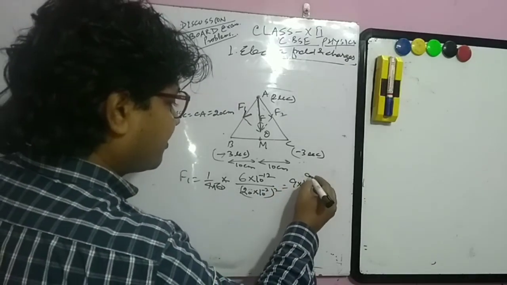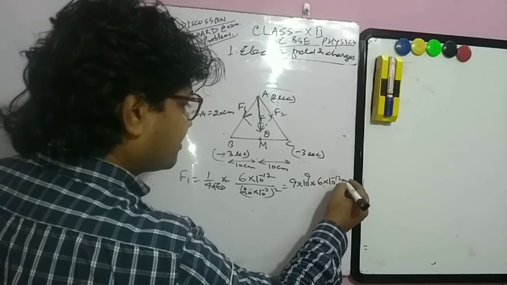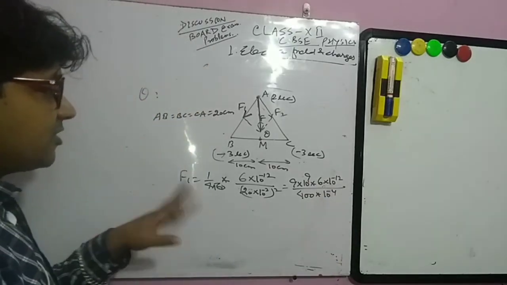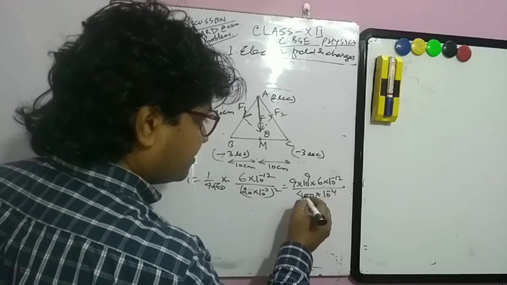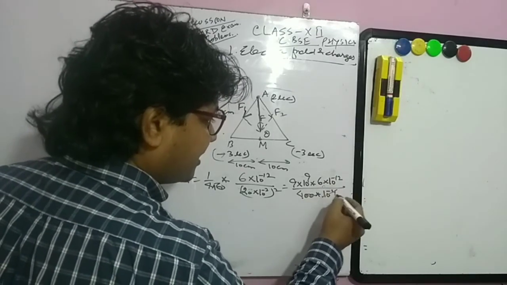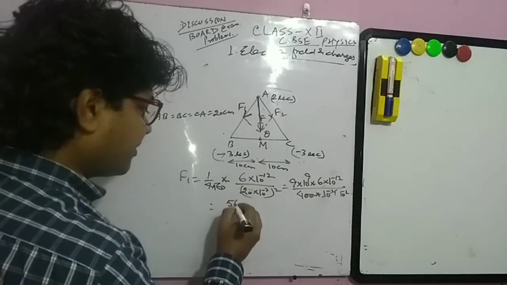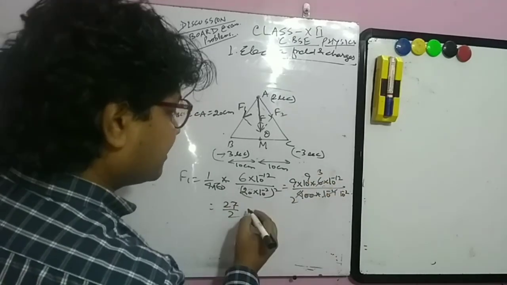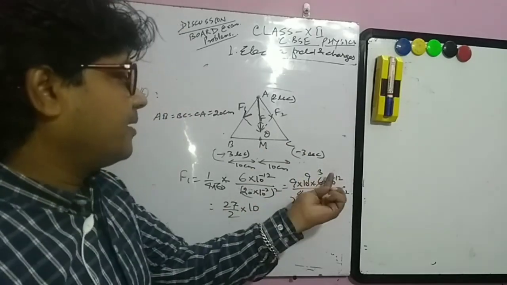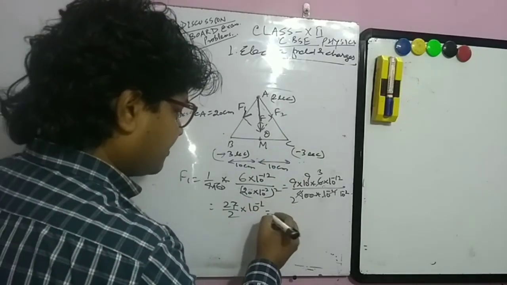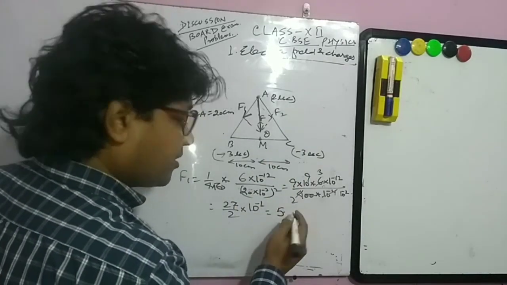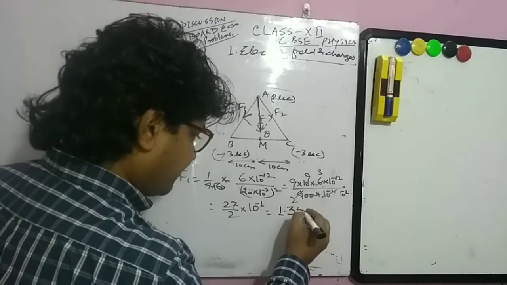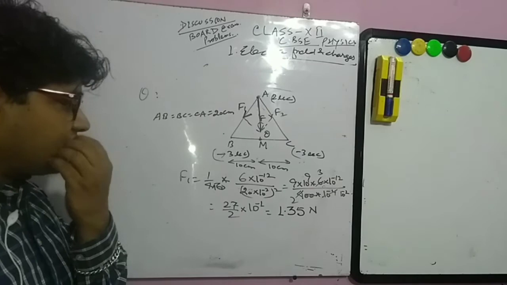So this is 9 into 10 to the power 9 into 6 into 10 to the power minus 12, and this will be equal to 400 into 10 to the power minus 4, right? So the 10 to the power minus 2 will cancel out and go up, so how much will this be? 54, so 2 2 za 3 and 27 by 2, and this is into 10 to the power minus 2, with minus 3 and plus minus 1, so this force is 1.35 Newton, 1.35 Newton, right?